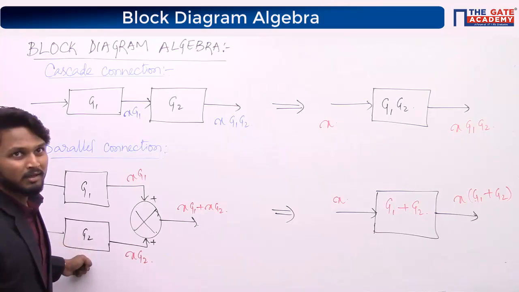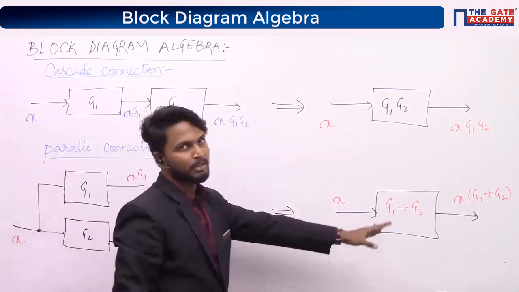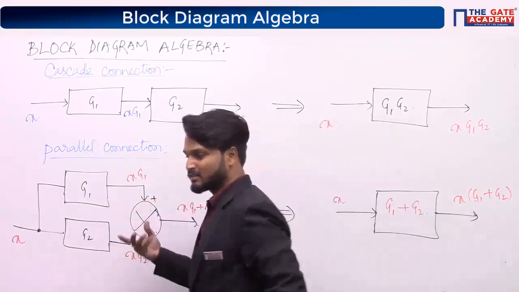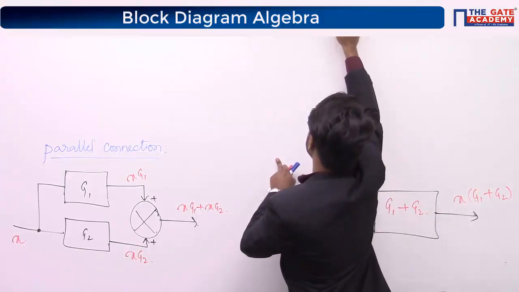Therefore, upon parallel connection of two blocks, what are you going to get? G1 plus G2, right? So let us look at the next connection. This is what is called as block diagrams, right?